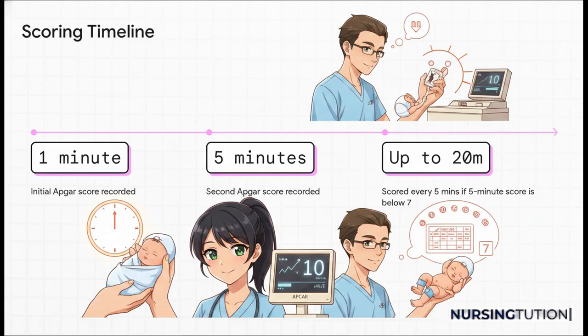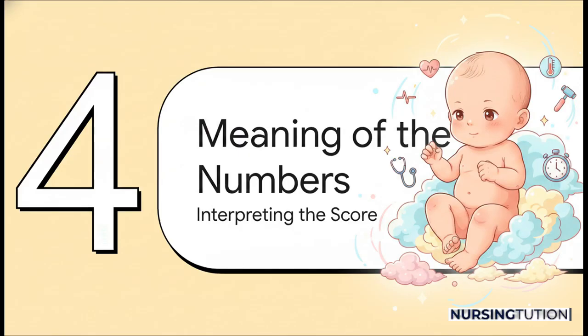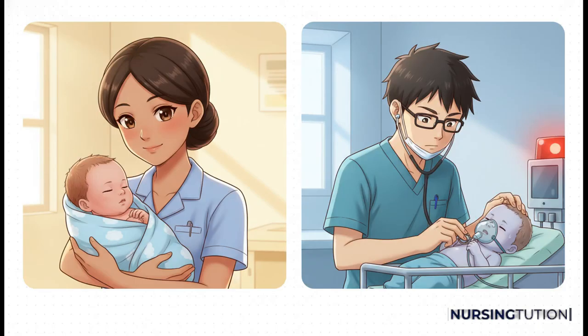Okay, let's hit Section 4, meaning behind the numbers. We did the math, but what do these numbers actually mean for our patient? Basically, the total score tells you exactly how well the baby is transitioning to life outside the womb. A score of 7 to 10 at the 5-minute mark? Beautiful. The baby is adapting wonderfully, and routine care is all they need.